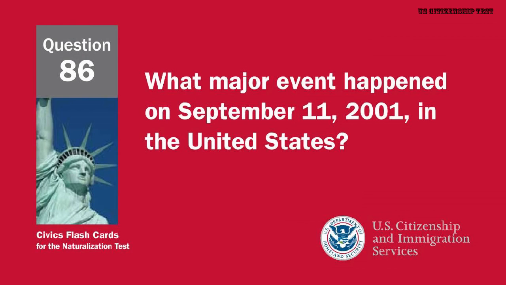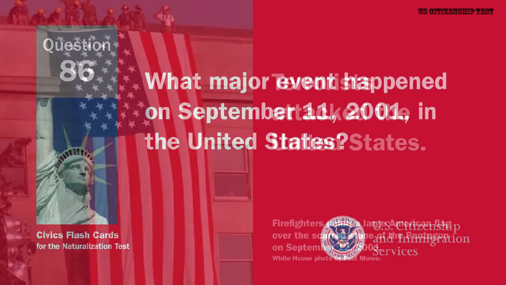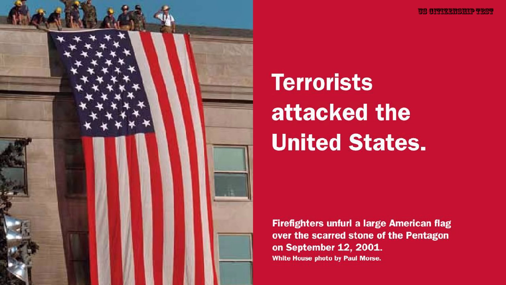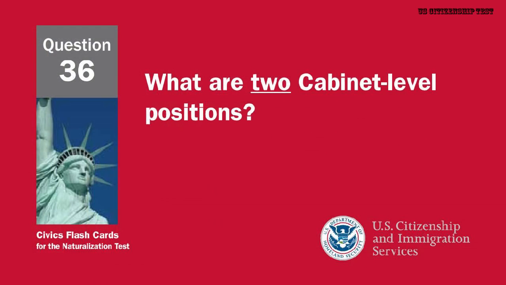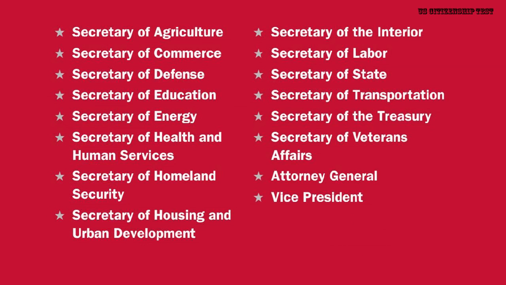What major event happened on September 11, 2001 in the United States? Terrorists attacked the United States. What are two cabinet-level positions? Secretary of Agriculture, Secretary of Commerce, Secretary of Defense, Secretary of Education, Secretary of Energy, Secretary of Health and Human Services, Secretary of Homeland Security.